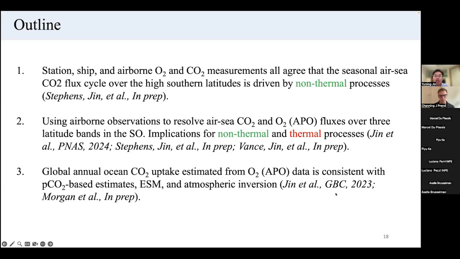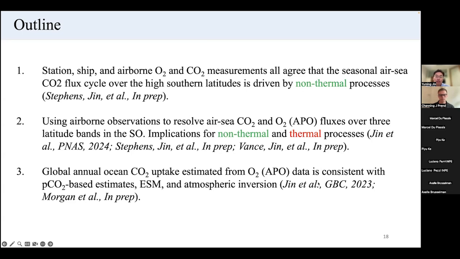And second, I will show how I can derive the Southern Ocean carbon and oxygen flux from airborne data. So I could resolve the flux cycle of multiple latitude bands to really look into the finer scale features, which was considered impossible with sparse airborne data. These estimates can be used as a constraint on flux estimates derived from surface station measurements, and could also tell us the latitudinal change of the thermal and non-thermal processes of the Southern Ocean.